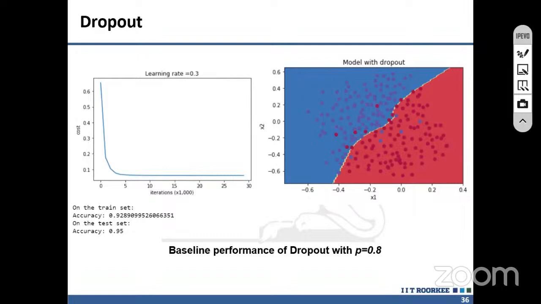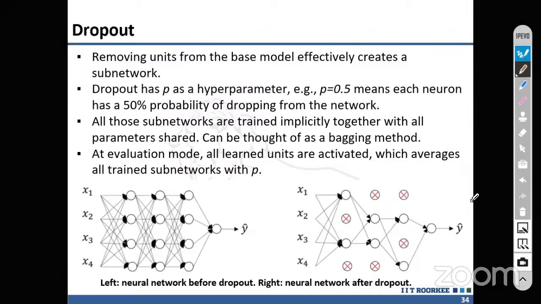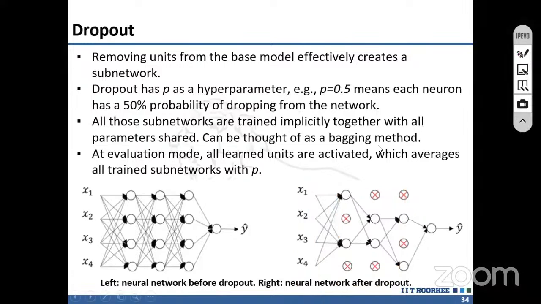Is it necessary to keep different features in each subnetwork, or can you exchange the features among the subnetworks? When we are discussing the subnetwork, the features will be the same. Features are remaining the same; features will not be changed. Features are all fixed. We are only changing the model.